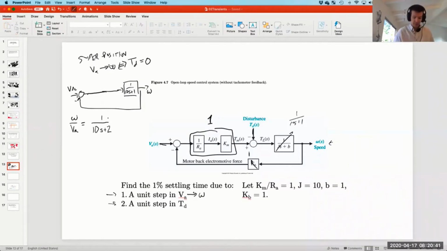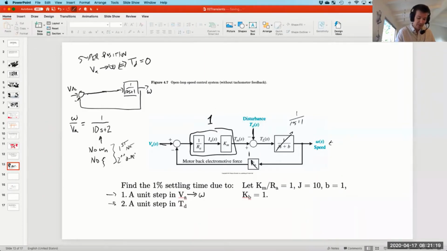Okay, so now the question becomes, how do I find the 1% settling time due to a step in V_A? If all you knew were the examples from last time, then I think you would be out of luck, because this is not a canonical system. This is not a canonical second order system. It is a first order system. So this does not have a natural frequency, this does not have a damping ratio, precisely because this is first, not second order.